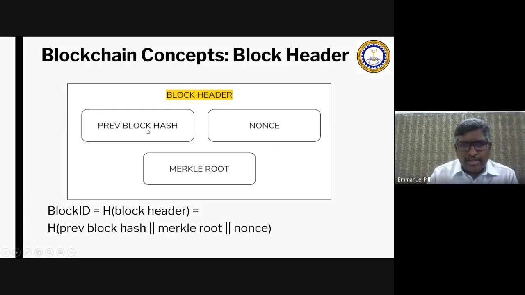There is a block header. There is a previous block hash, which belongs to the previous block. It has a nonce value and a Merkle root, and the block ID. The block ID is the hash of the block header. A hash of the block header will give you the block ID, which is built on the previous block hash, the Merkle root and the nonce. So based on that, you get this value.